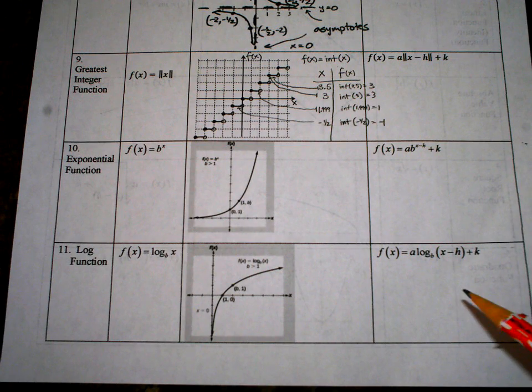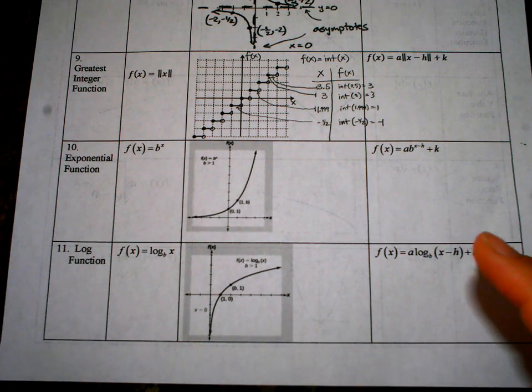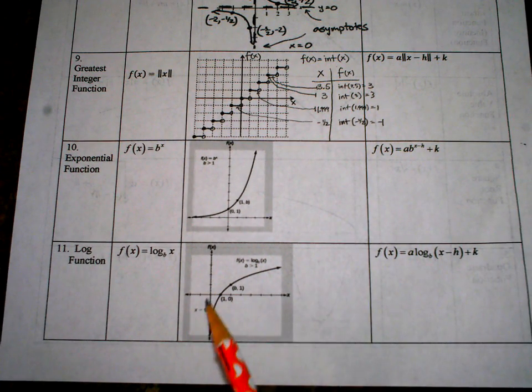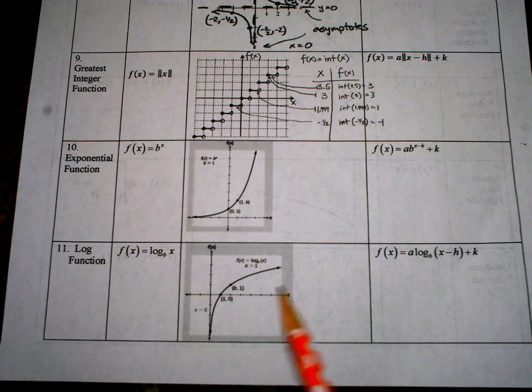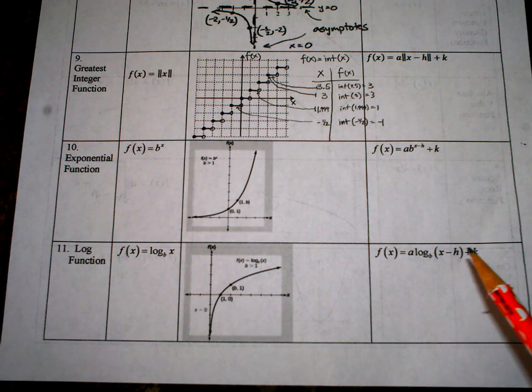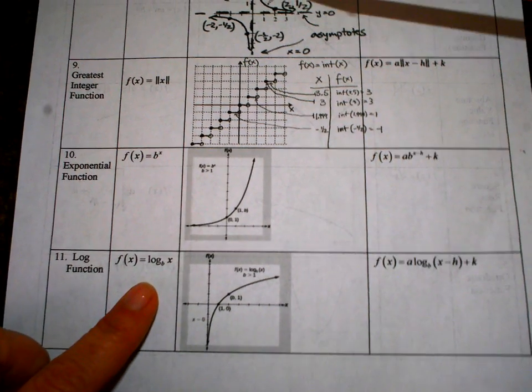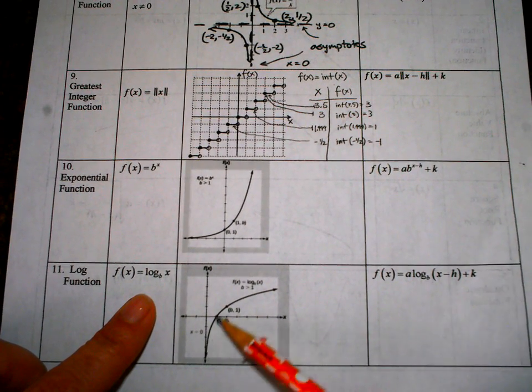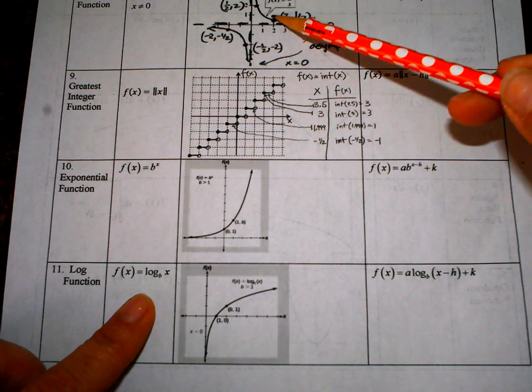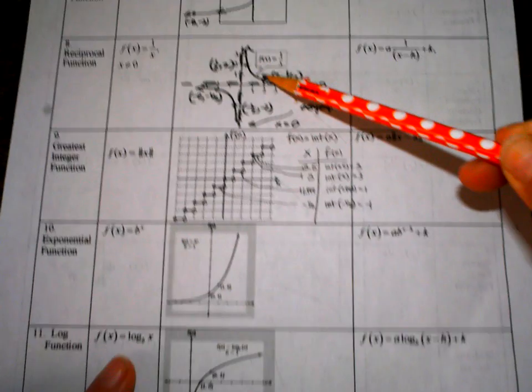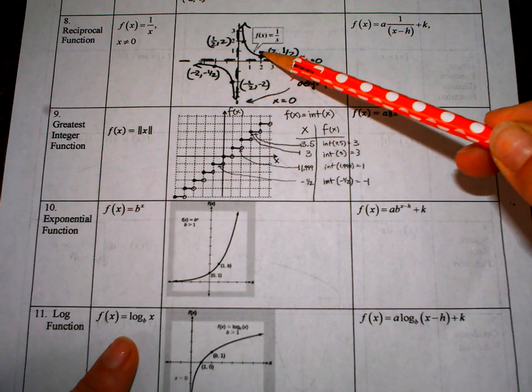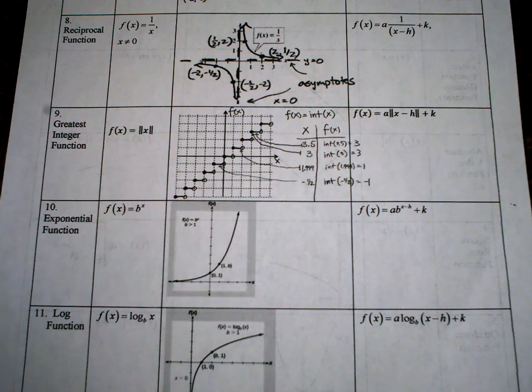And lastly, logarithmic functions are here, and then again, we didn't spend too much time on logarithmic functions, but this is what it looks like. You'd think that it was like a reciprocal function, but see how this crosses an axis, whereas these do not cross the axis. So keep that in mind with the difference between those two parent functions.